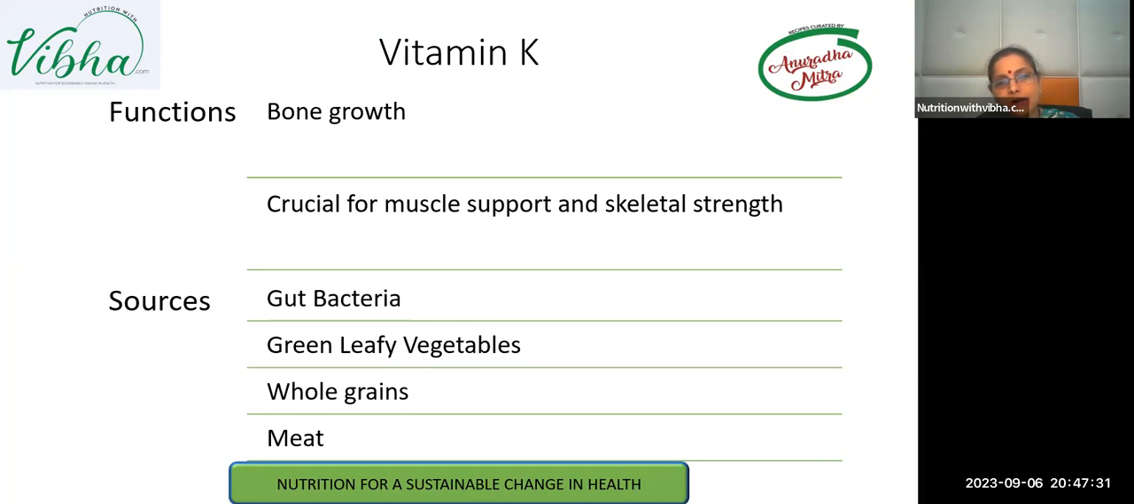Sources are in the gut bacteria. They regenerate this by themselves in our stomach. The green leafy vegetables, whole grains, and non-vegetarian items like meat contain a good amount of vitamin K. So we are done with the fat-soluble vitamins. I repeat again, A, D, E, and K.